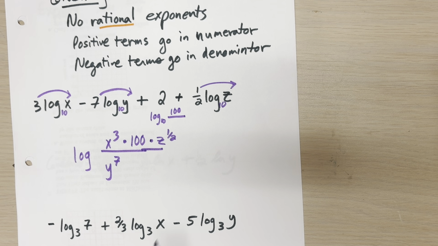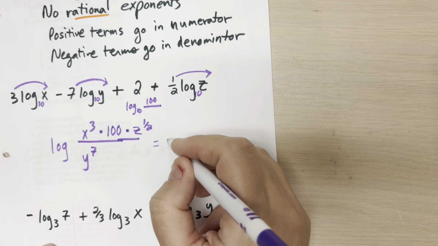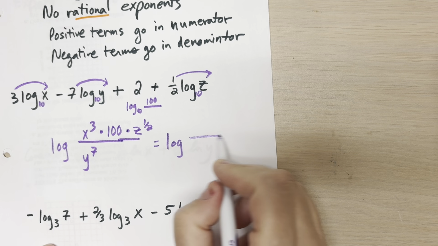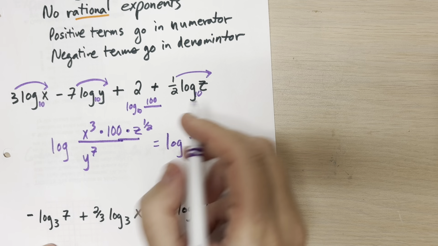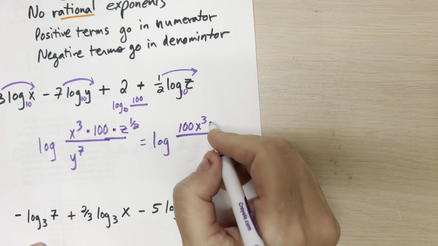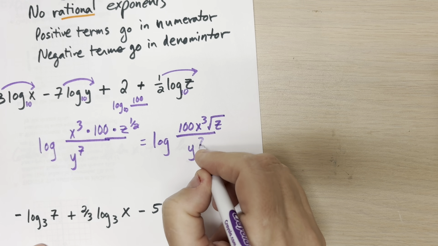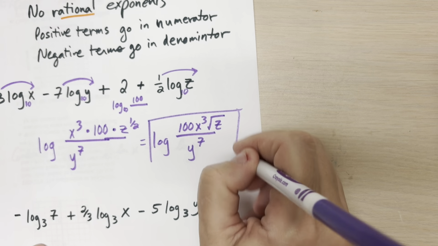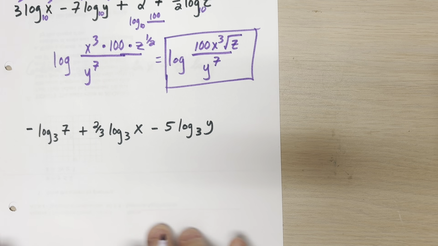Okay, unfortunately we have a rational exponent and we have a constant in the middle. It's kind of weird. So I'm just going to go ahead and rearrange some things here. I'm going to put the 100 out in front. I have an x cubed, and then I have z to the 1/2, which is the same as the square root of z. I have y to the 7th on the bottom. And that's all we can do. Okay. Let's try another one.